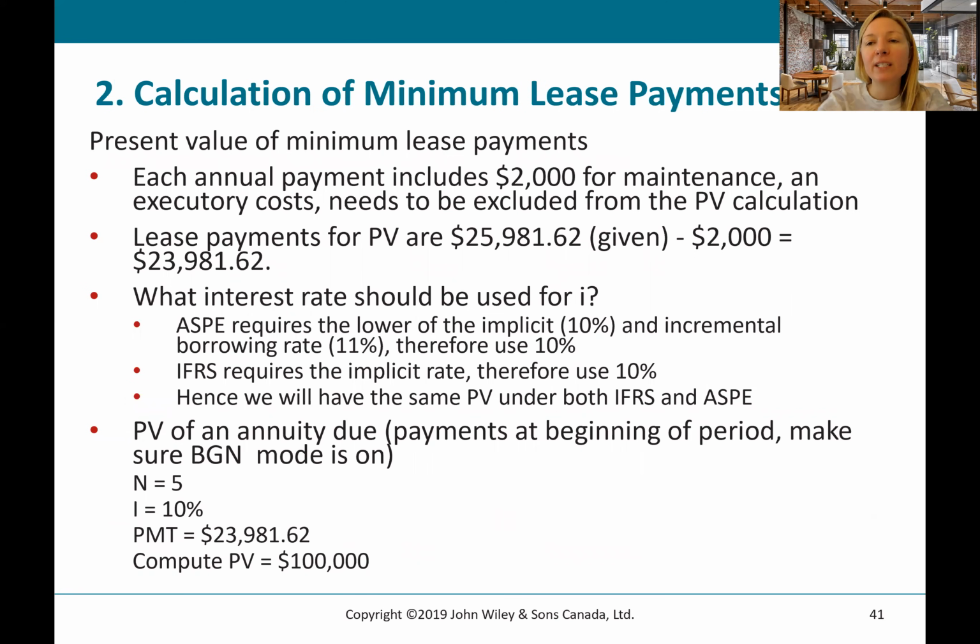Okay, the second thing we need to do is calculate the minimum lease payments. So how are we going to do that? Well, the present value of the minimum lease payments, and you have to do this calculation under both IFRS and ASPE. And like I said earlier, you could end up with a difference if the incremental rate is lower than the implicit rate, you will have different present values. But if the implicit rate is the lowest, you'll have the same present value between IFRS and ASPE. So it's the same process, but that one discount rate could end up with a difference.